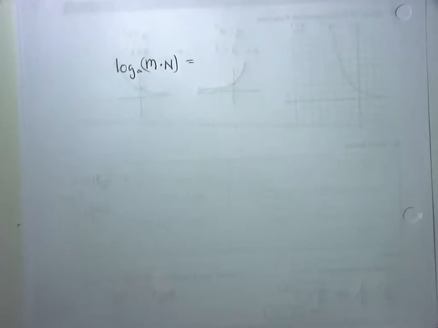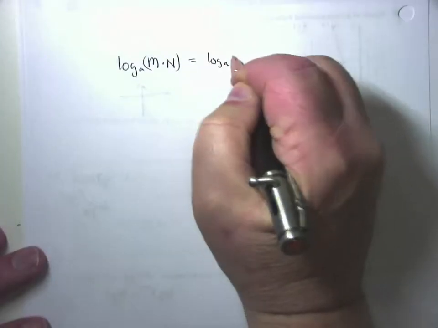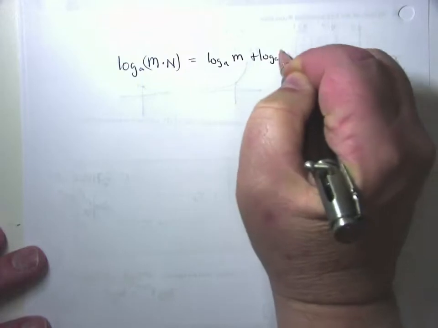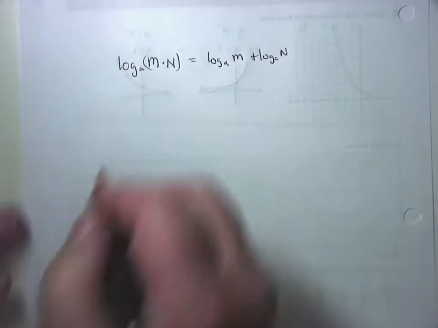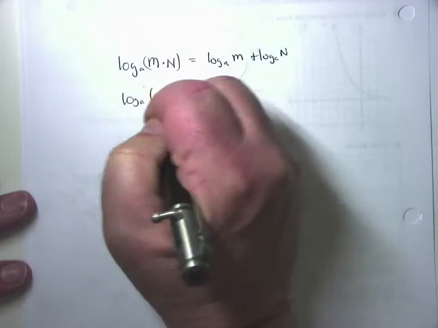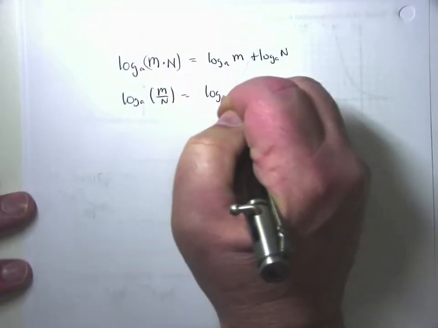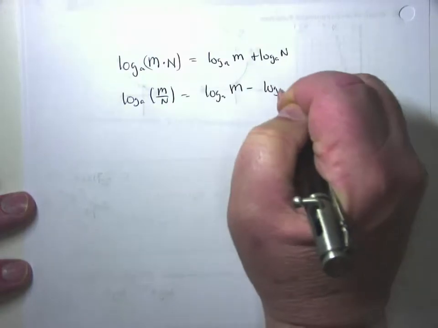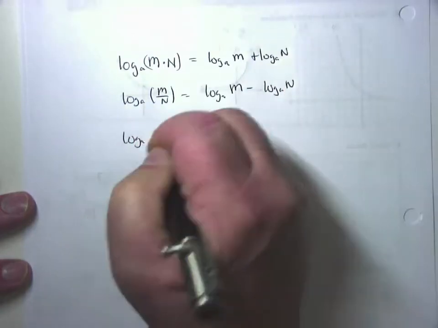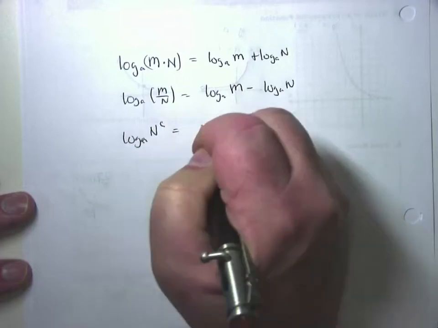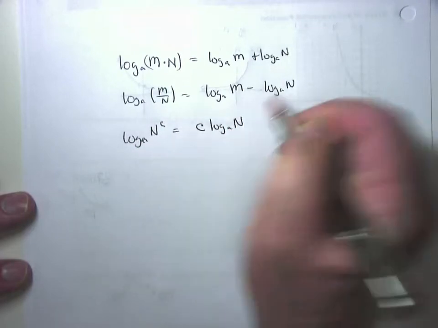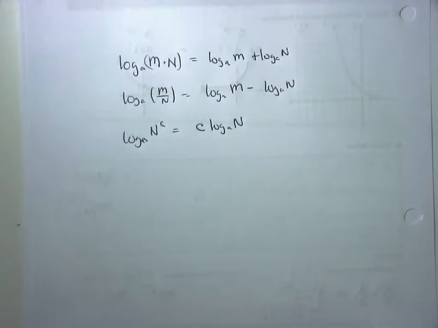You know how to clean that up? Because logarithms solve for exponents, and because when I have like powers, multiplication basically turns into addition. This becomes log base a of m plus the log base a of n. I'll explain why in just a second. All right, log base a of m divided by n is the log base a of m minus the log base a of n. And the log base a of n raised to the c equals c times log base a of n. And these are the big 3 log properties here. Let me explain why.